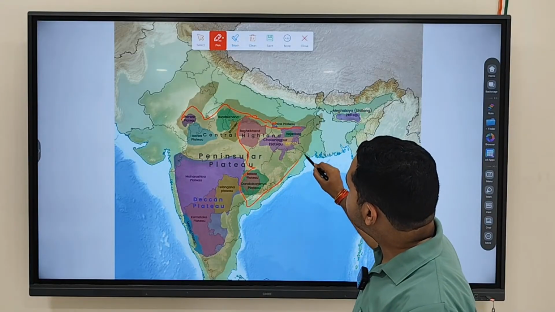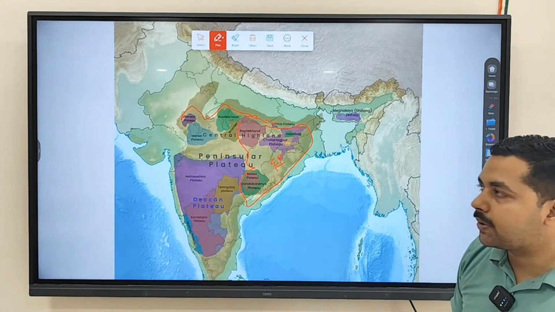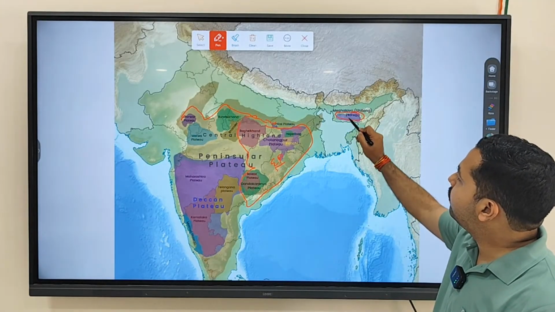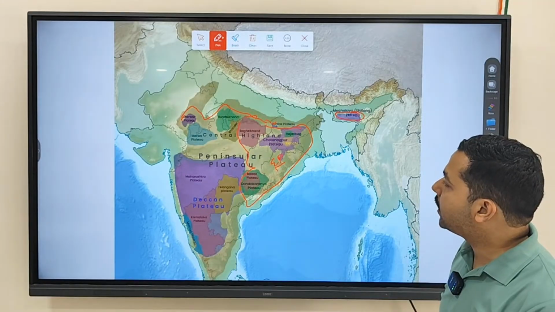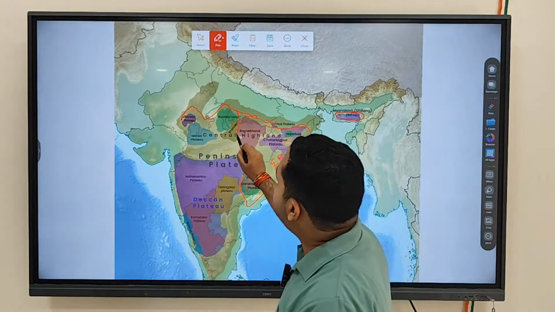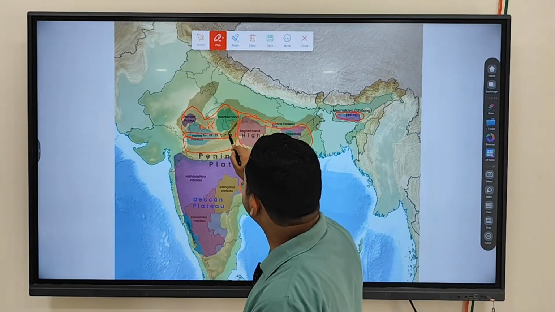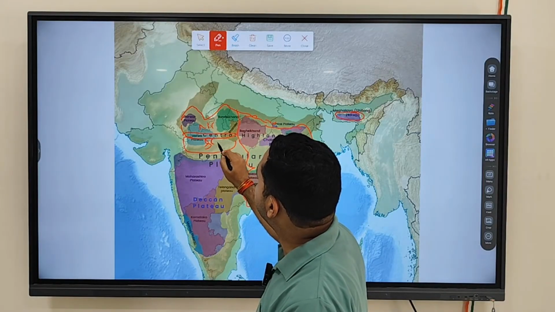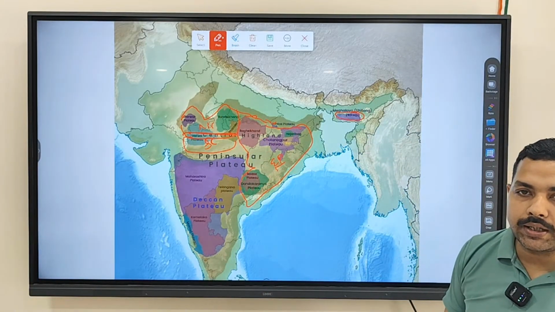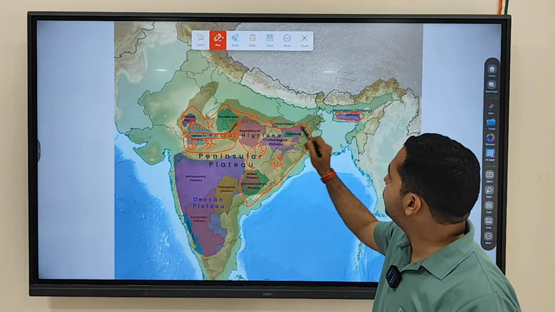This particular part is referred to as which type of plateau? Eastern Plateau. And this particular part is referred to as the Meghalaya Plateau. Now this particular part is referred to as what? North Central Highland and South Central Highland. The upper part is North Central, the lower part is called the South Central Highland. Clear? North Central, South Central, Eastern Plateau, Meghalaya Plateau.